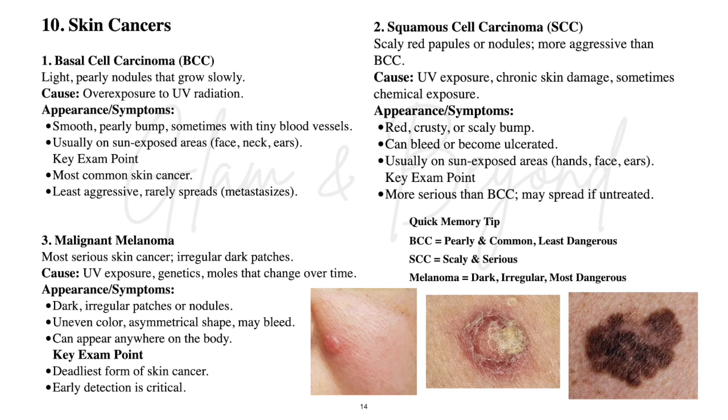Quick memory tips again: BCC, basal cell carcinoma, pearly and common, least dangerous. SCC, squamous cell carcinoma, think scaly and serious. Melanoma, think dark, irregular, and it is the most dangerous. And there you have some pictures so that you can have a good visual reference to go by.